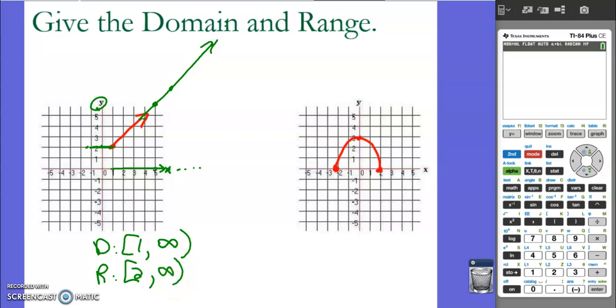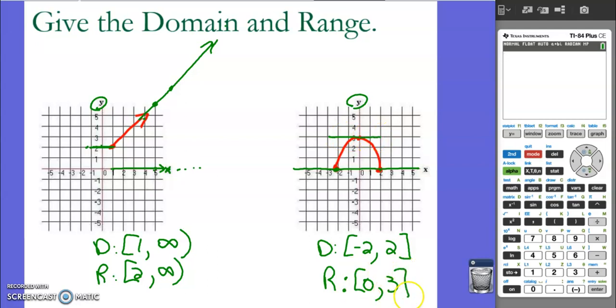So let's look at this next function, the domain. Again, the x line, notice it starts at, this is supposed to look like -2, right at -2. So it's a closed circle, and it's all the way to +2. The closed circles. The range, again, the lowest value on the y line is at 0, and it's closed, and it goes all the way up to 3, and it's closed.